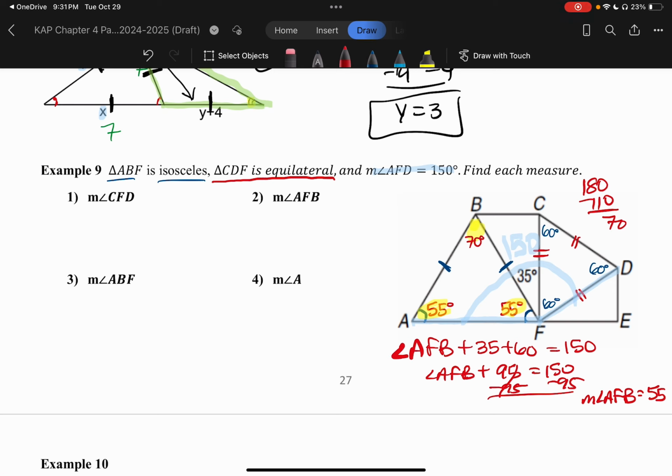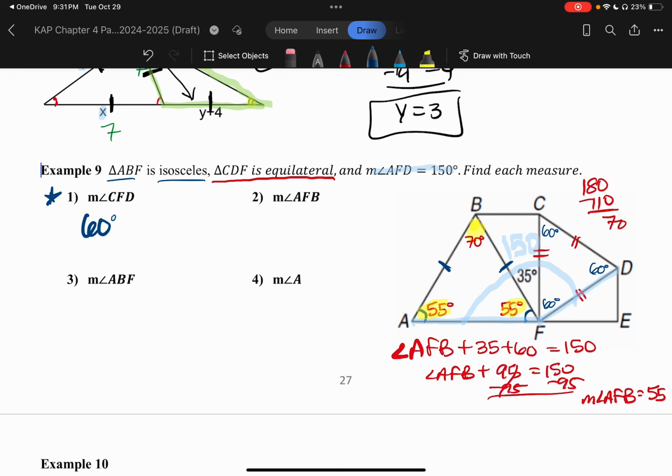And I know we've filled out a lot of information here. Let's go ahead and start looking at what they asked us to find. So let's see if we've answered some of these here. In the first problem, they're asking for the measure of angle CFD. Here's C to F to D. That angle, we already marked it earlier. We understood that that was 60 degrees. So that's 60 degrees.